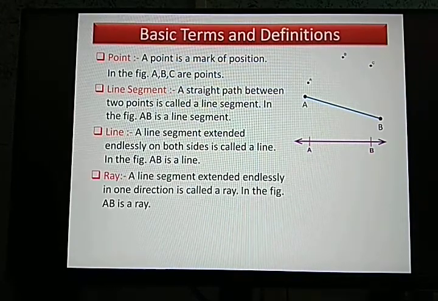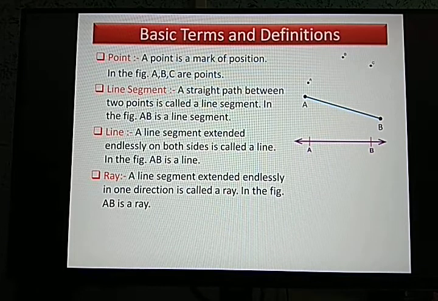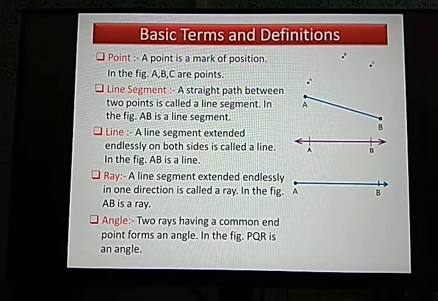Next, ray. Now what is a ray? Let us see the figure. So a ray is also a kind of line segment, but it has been extended not on both the sides but only in one particular direction. So here AB is a ray because it has been extended only in the direction of B, not in the direction of A. So when a line segment is extended endlessly only in one direction, then it is called a ray. Clear?